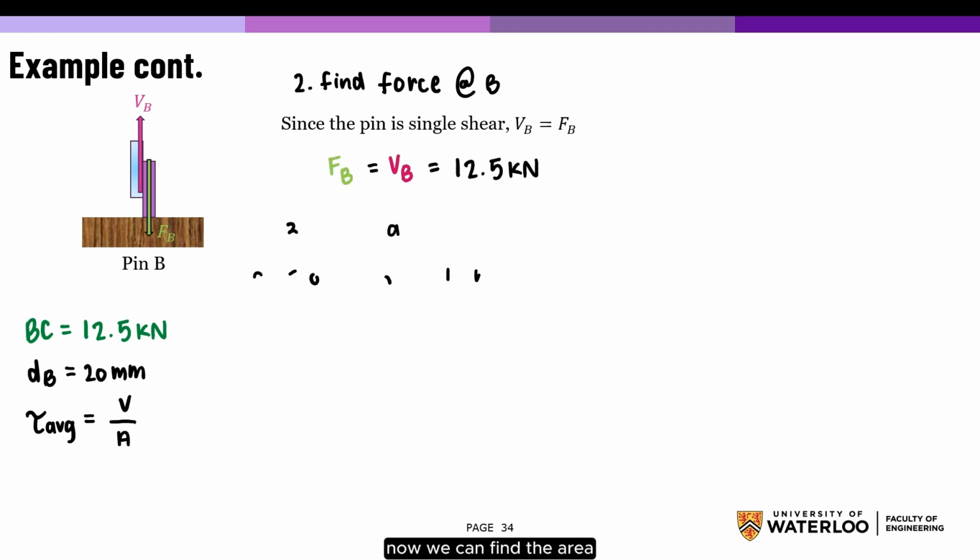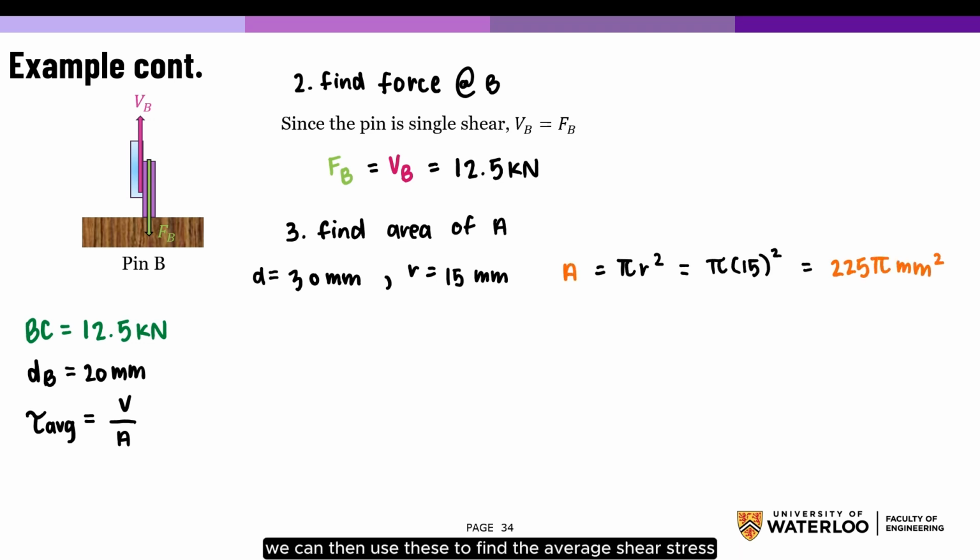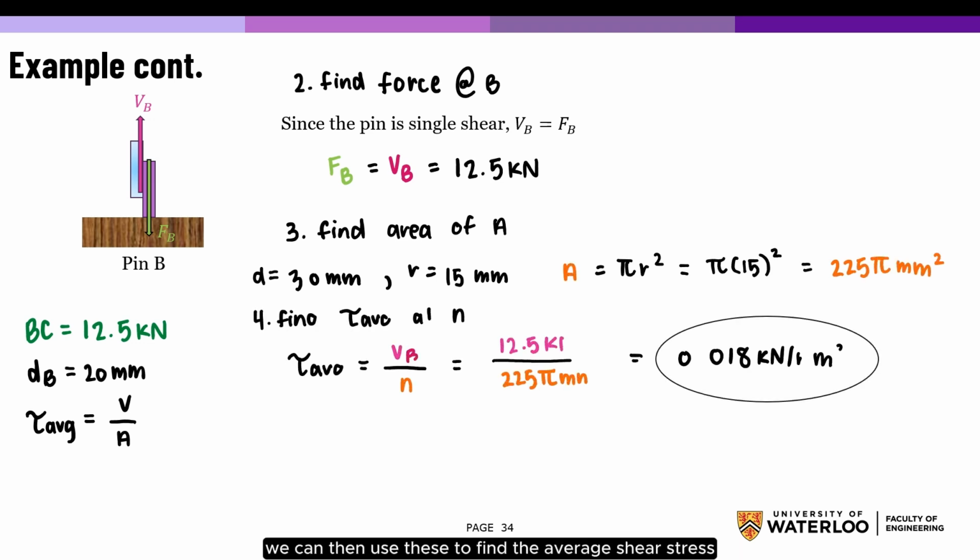Now we can find the area. Since the diameter is 30 millimeters, our radius will be 15 millimeters. This gives us an area of 225 pi millimeters squared. We can then use these to find the average shear stress, which is equal to 0.018 kilonewtons per millimeter squared.